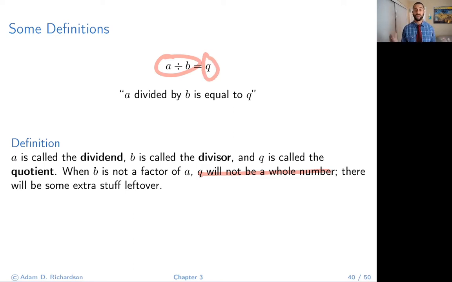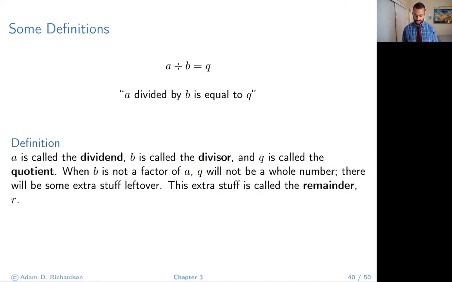Even 3 divided by 2, that's 1.5. That's not a whole number, right? It's in between two whole numbers. So anytime that B is not a factor of A, there's going to be some stuff left over. And that extra stuff is called the remainder R. So in that case, we can then write this.